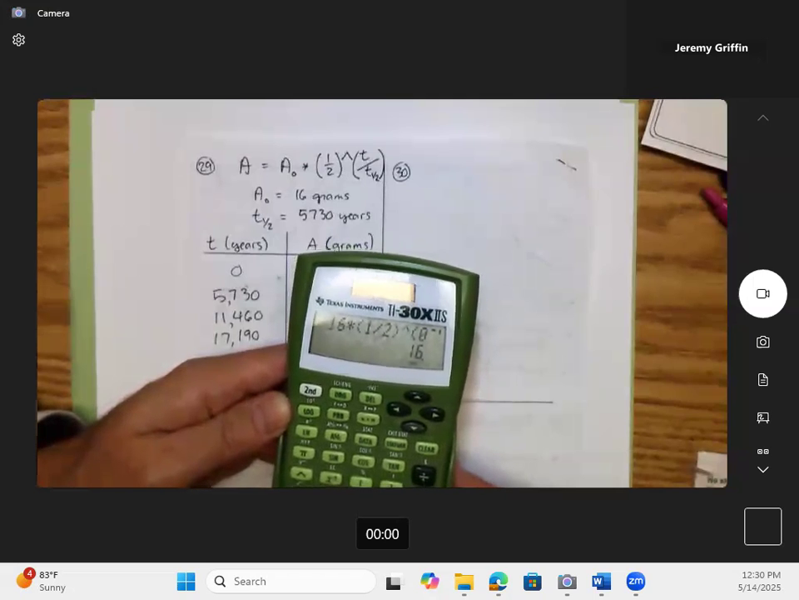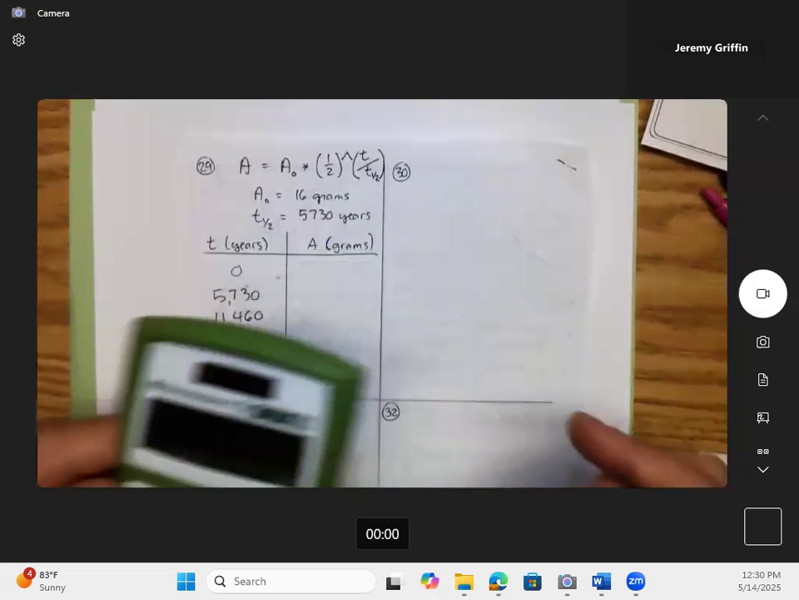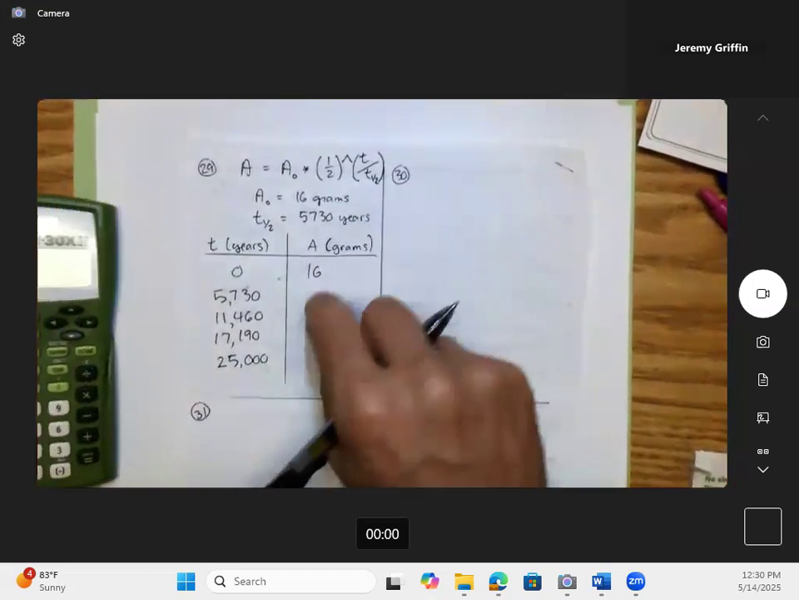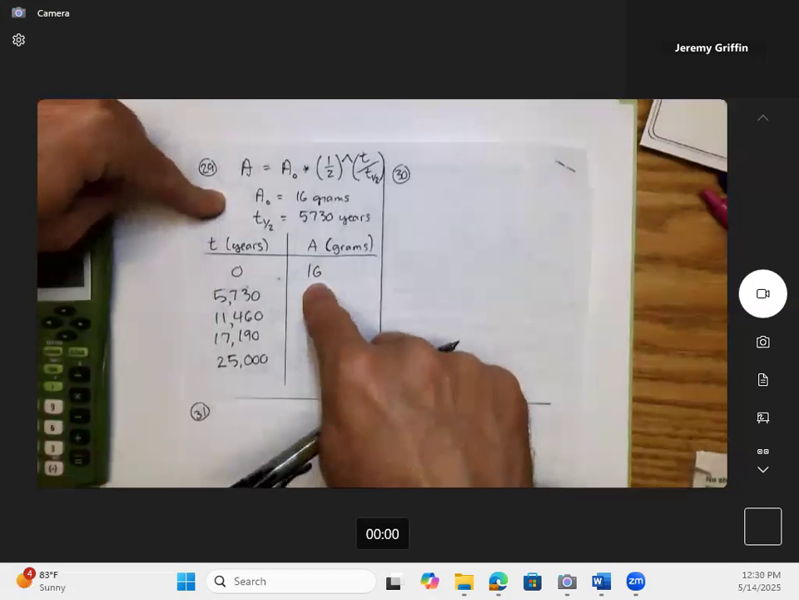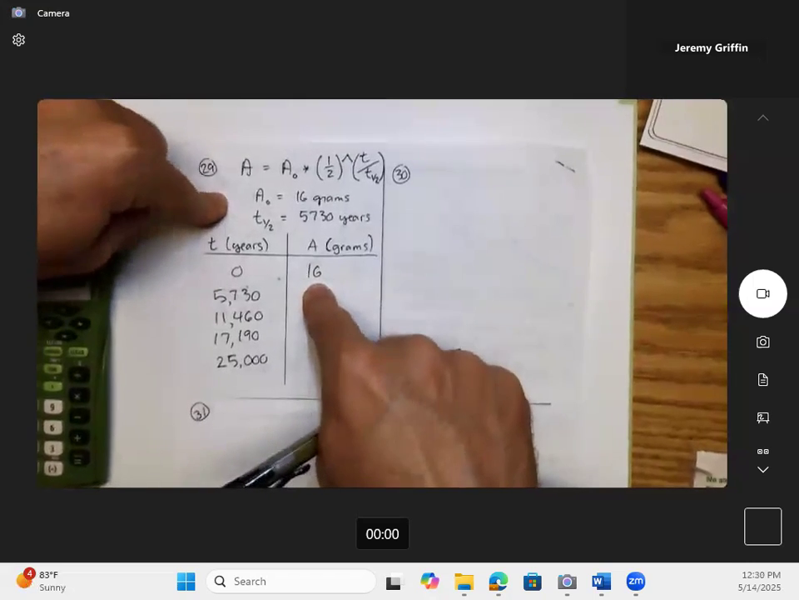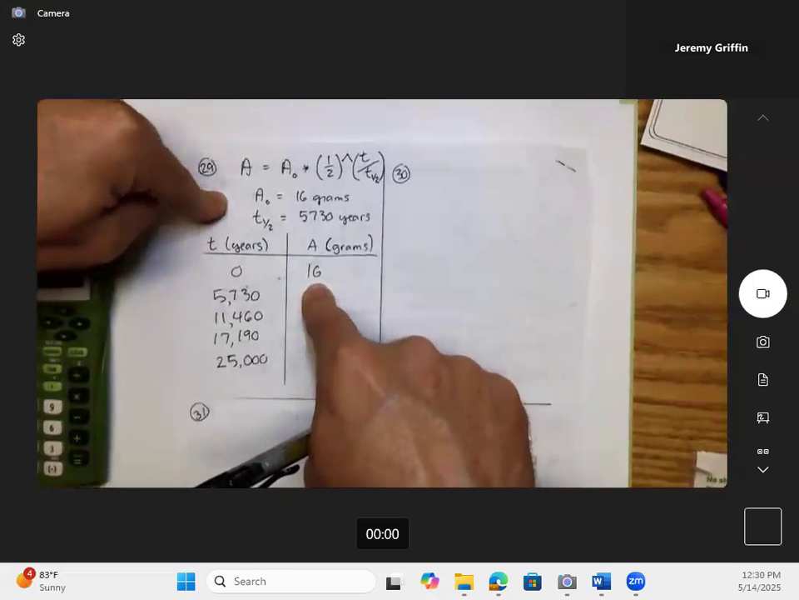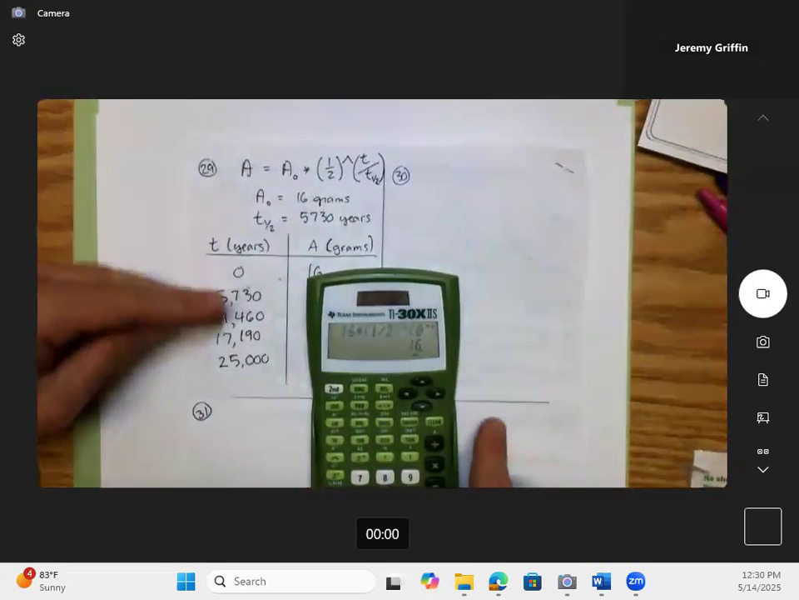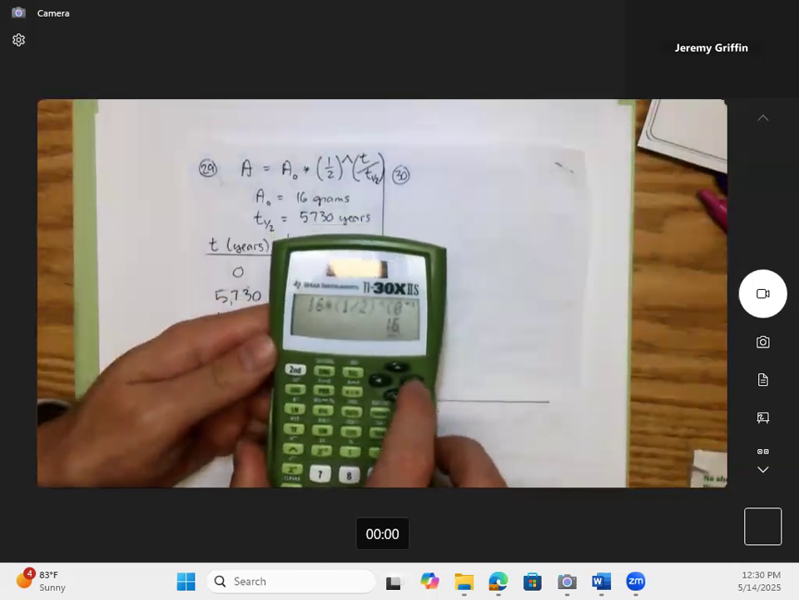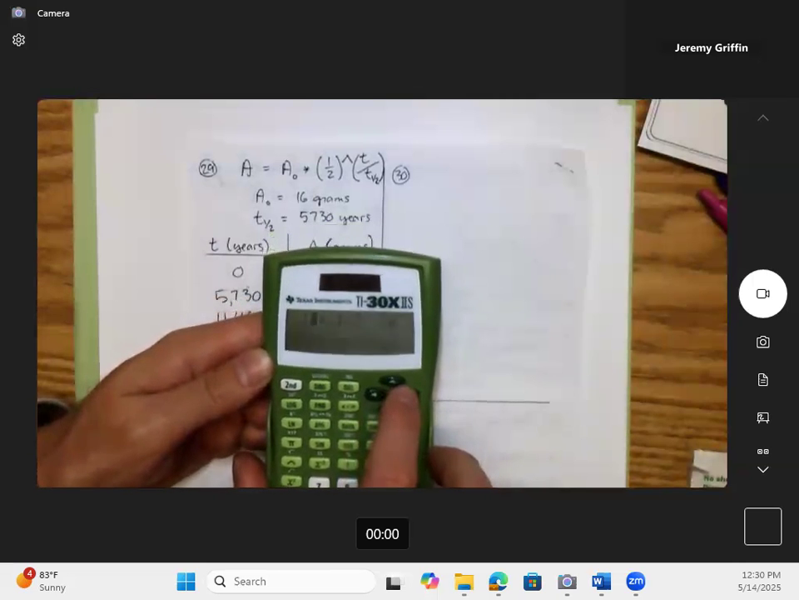16. Is everybody getting 16? Everybody should be getting 16, right? Oh yeah, because after 0 time has passed, you definitely have the amount that you're starting with, because there's been no time for any radioactive decay to happen yet. Right? Makes sense?